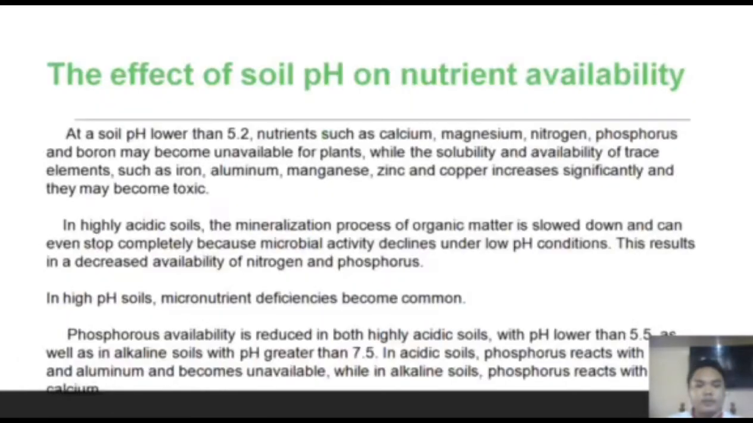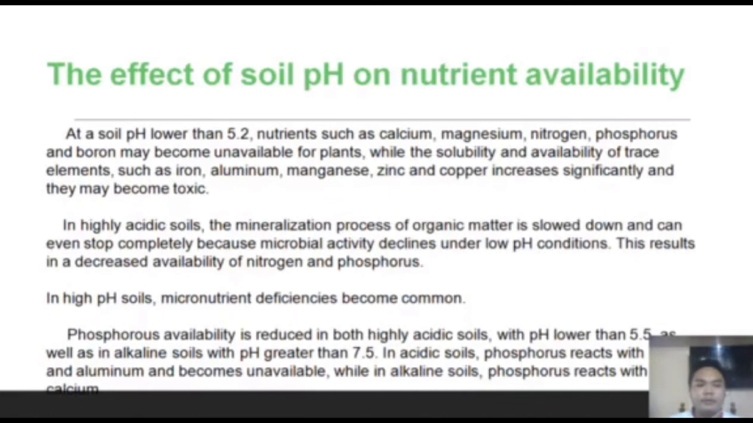The effect of soil pH on nutrient availability. At a soil pH lower than 5.2, nutrients such as calcium, magnesium, nitrogen, phosphorus, and boron may become unavailable for plants, while the solubility and availability of trace elements such as iron, aluminum, manganese, zinc, and copper increases significantly, and they may become toxic.